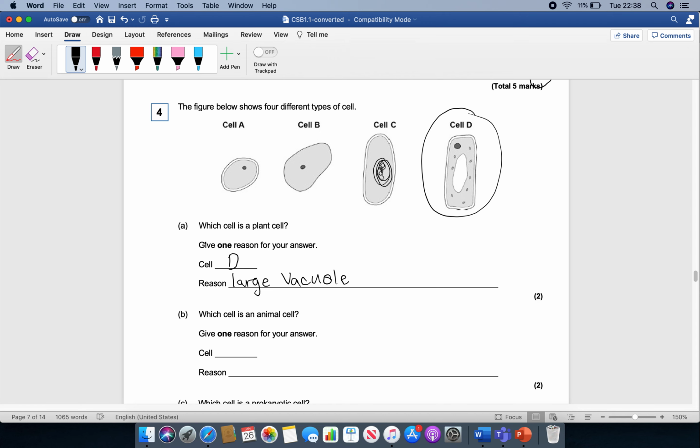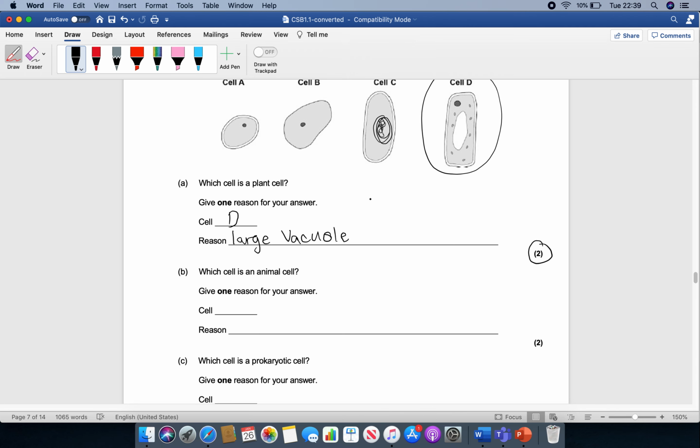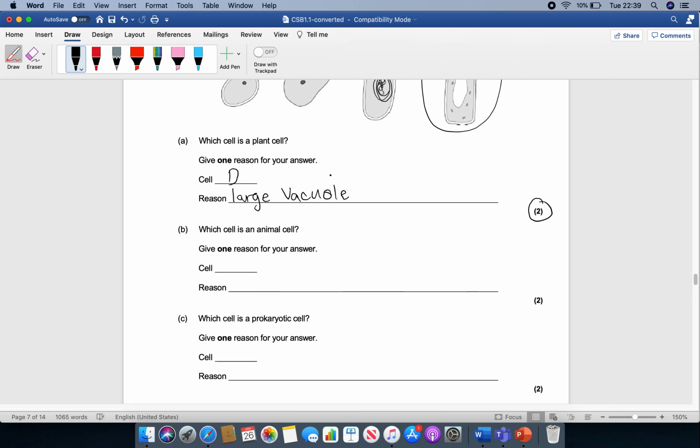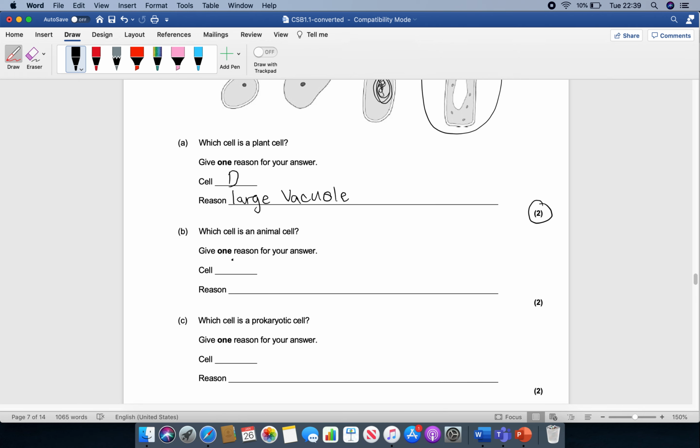Next question. Which cell is an animal cell? Give one reason for your answer. This would be cell B, because remember, animal cells don't have a cell wall and we can see the nucleus. So this would be cell B. And the reason for this: there is no cell wall. Having those 2 correct would give you your 2 marks.